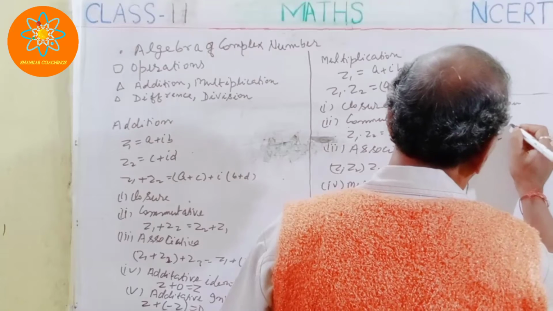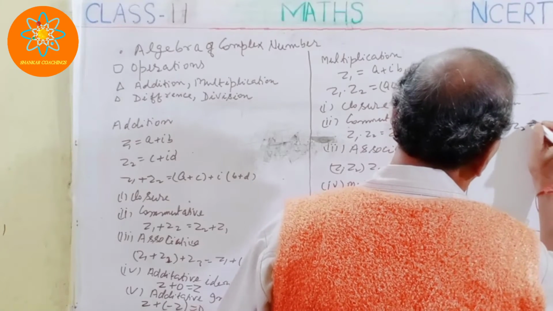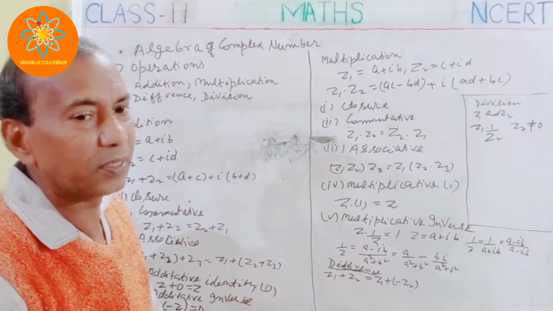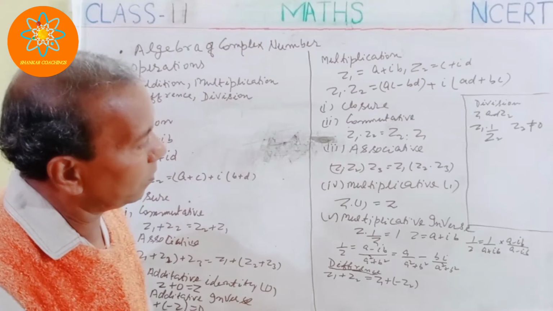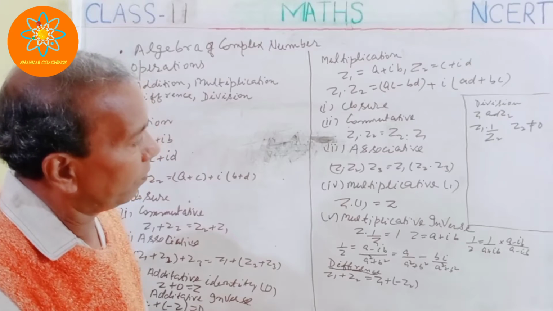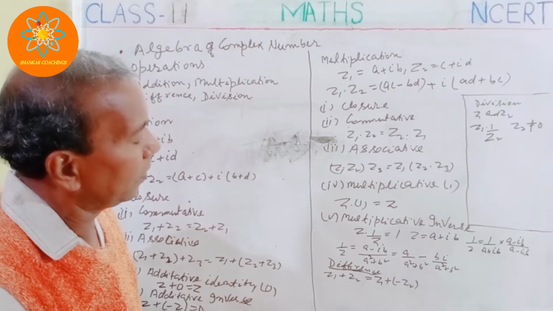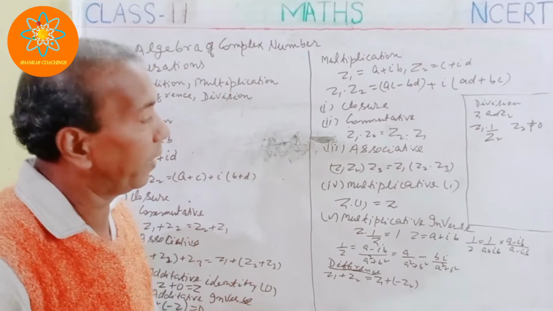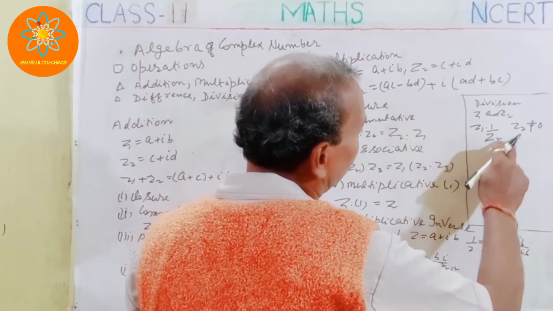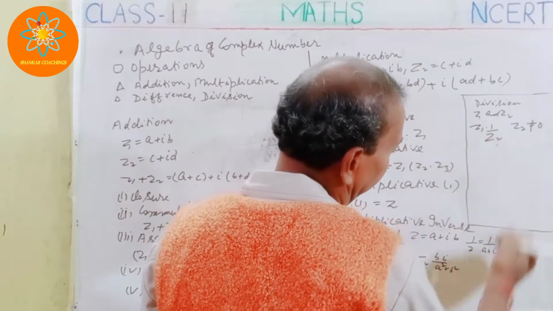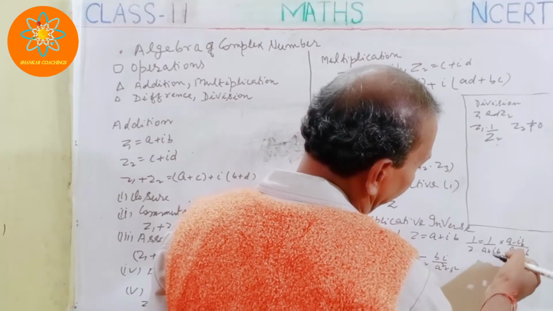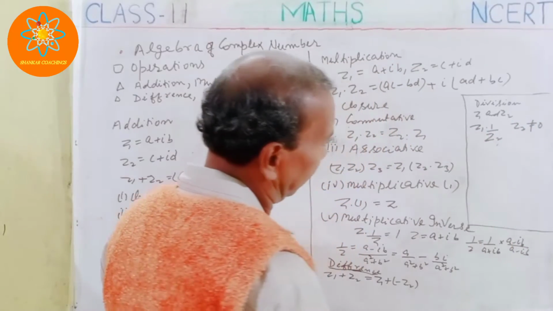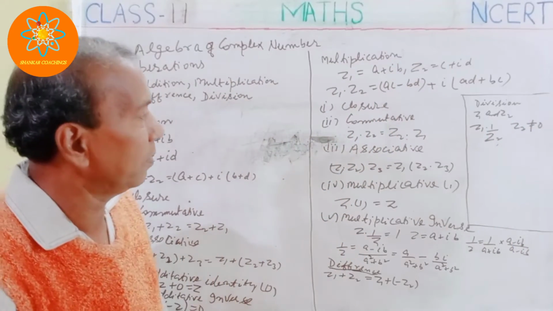But mind it, z2 is not equal to 0. z1 by z2, so z1 into 1 by z2. That indicates division, 1 by z2. So this z2 must not equal 0. Mind it, for solving this z2, we have to rationalize this. After rationalizing, then we will use the z1. So this is all about the division.